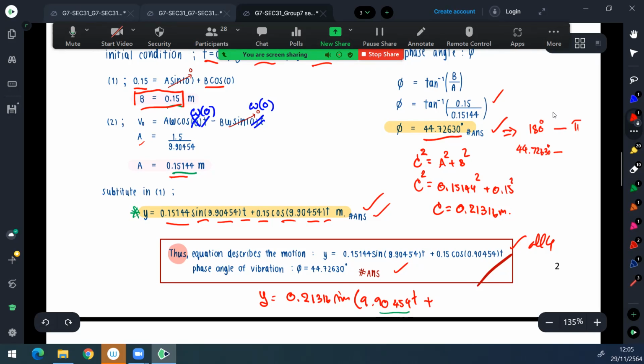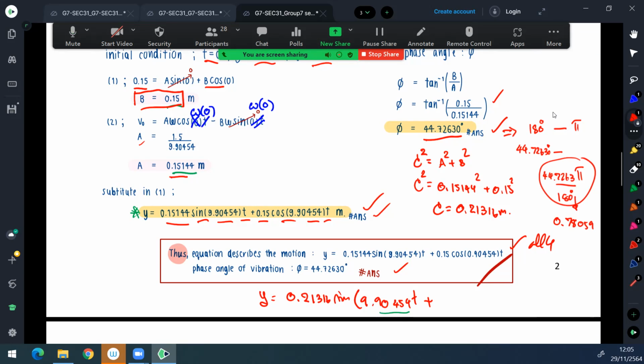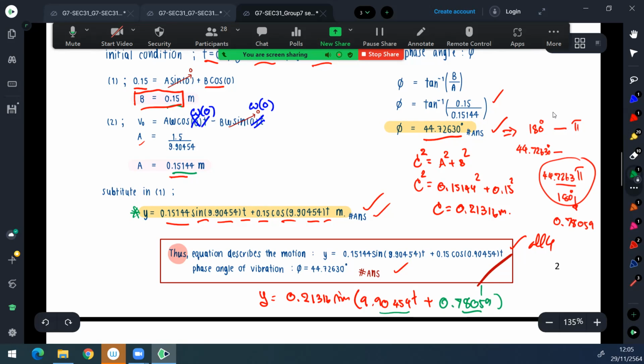So 44.72630 should be 44.7263 times pi divided by 180. So then we have 0.78056 radian. So this term should be 0.78059. Okay, it has to be in radian. Do not substitute the angle in degrees in the formula. You have to note that. Okay, that's all. That is the completion of this problem.